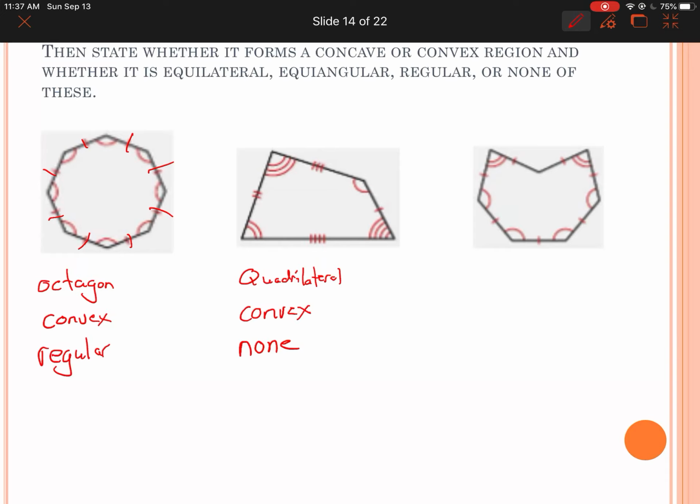And this last one looks kind of like a cat, has 1, 2, 3, 4, 5, 6, 7 sides, which is a heptagon. Some call it a septagon. Looking at the side, it's concave. Caves in here, so this one's concave. And then we look at, are the sides congruent? Well, they are actually all marked, so it is equilateral. A lot of angles are congruent, but not all of them. And in fact, we have another one here that's not. And so it's not equiangular, it's just equilateral.